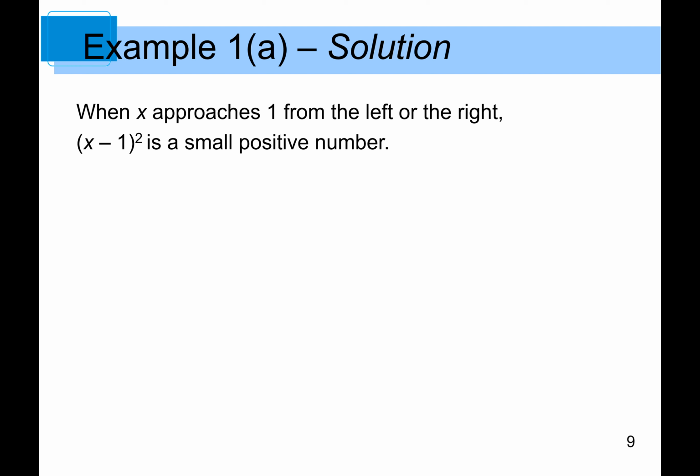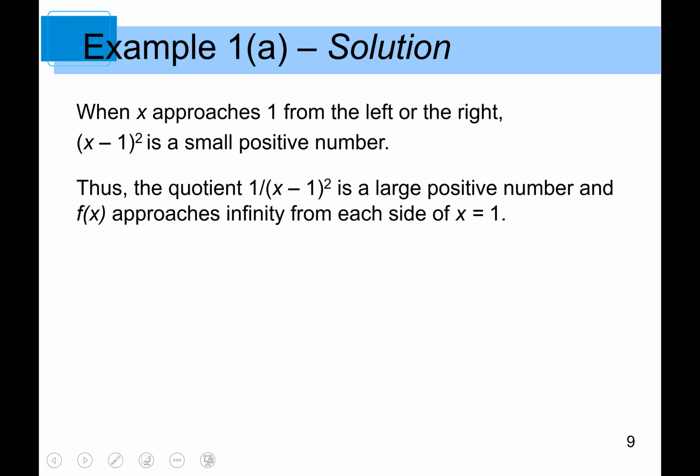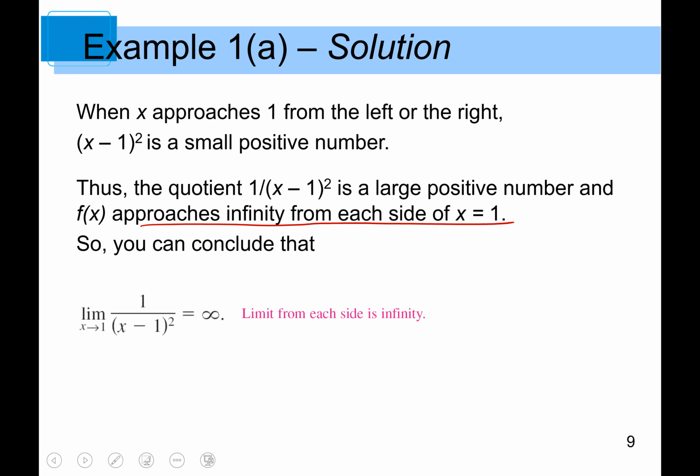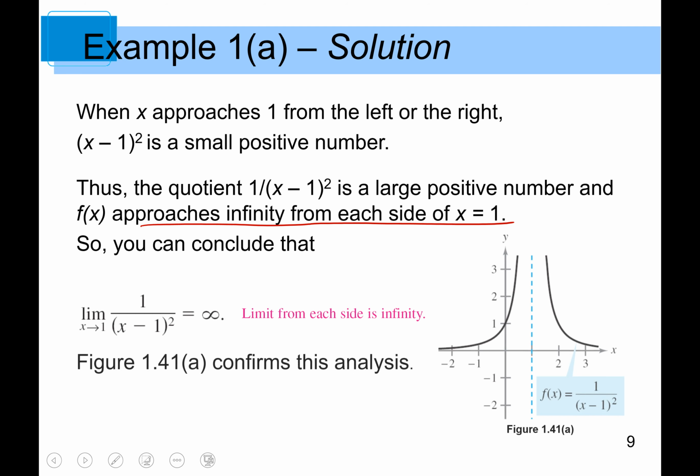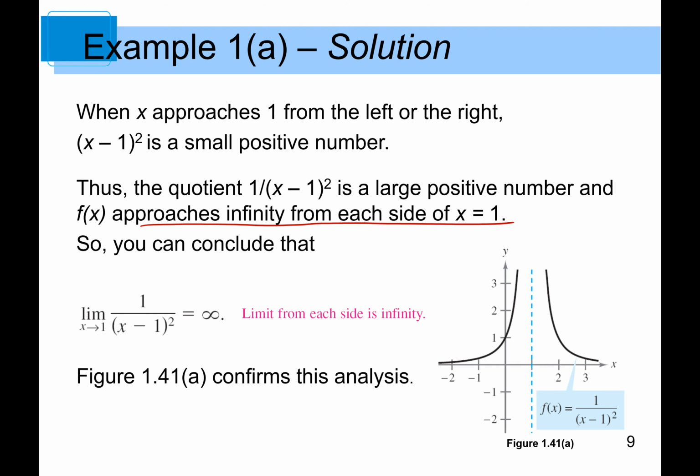When x approaches 1 from the left and right, (x minus 1) squared is a small positive number. So the quotient 1 over (x minus 1) squared is a large positive number, and f of x approaches infinity from either side of x equals 1. So you can conclude that the limit of 1 over (x minus 1) squared as x approaches 1 is equal to infinity. The graph confirms the analysis.